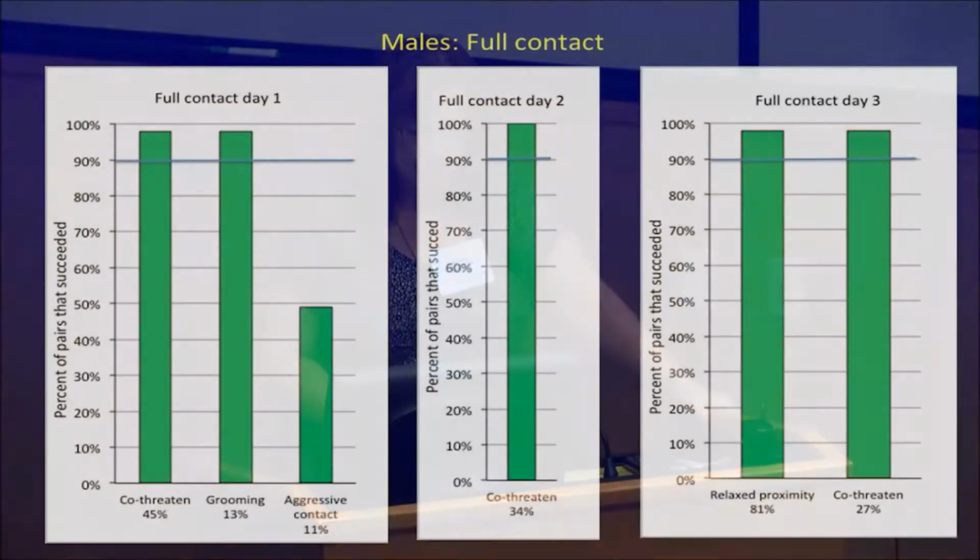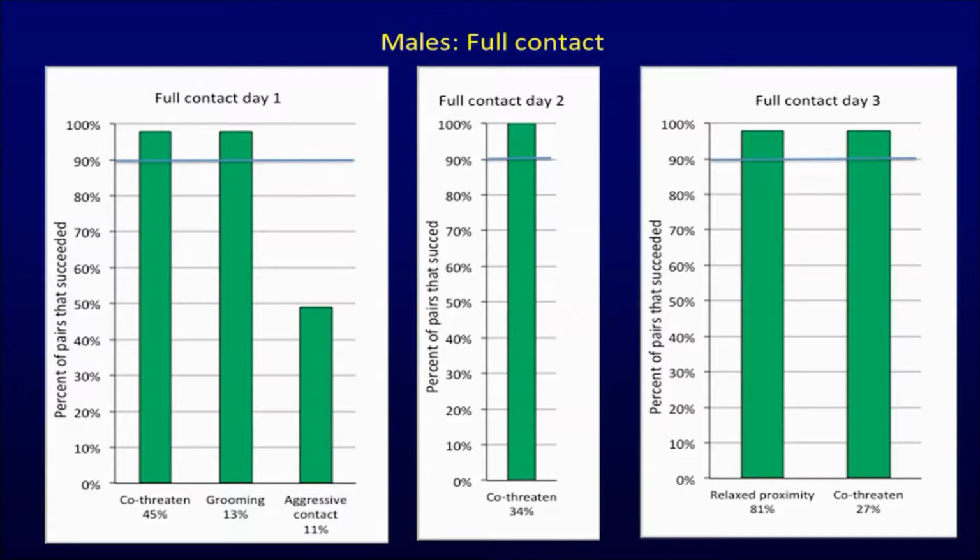And so then in the first couple days of full contact, we're seeing consistently the value of co-threatening. We finally got grooming showing up. Everybody's always looking for grooming, of course. And then relaxed proximity as well.